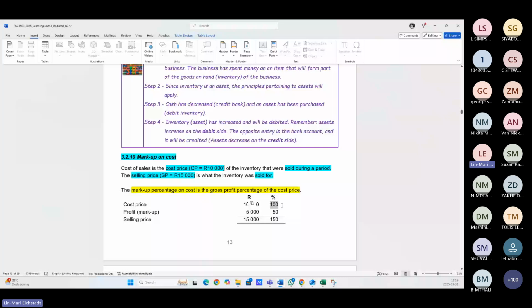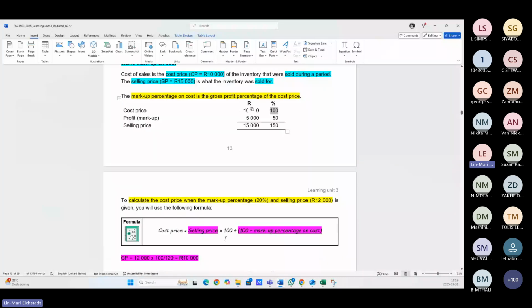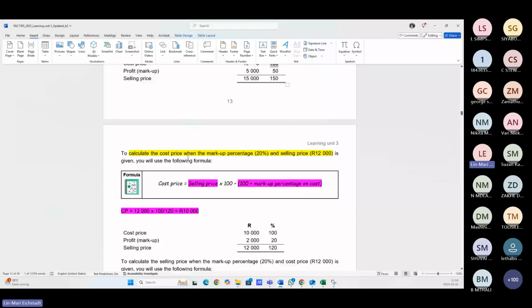But there's also an example here. To calculate the cost price when the markup percentage is 20% and the selling price is 12,000, this is your example. This is your formula that you will always use.